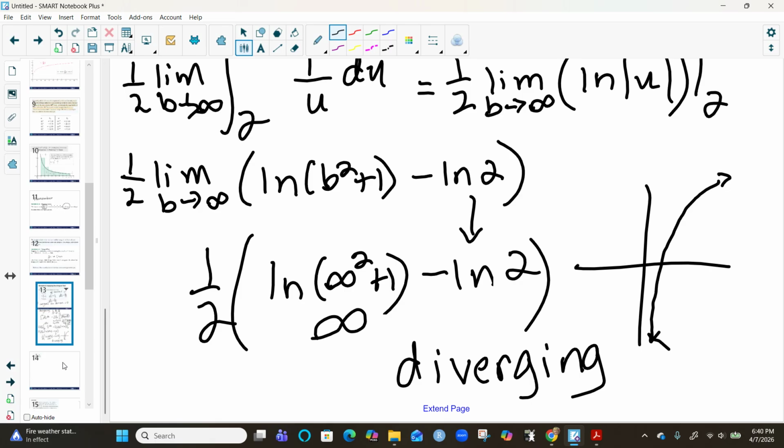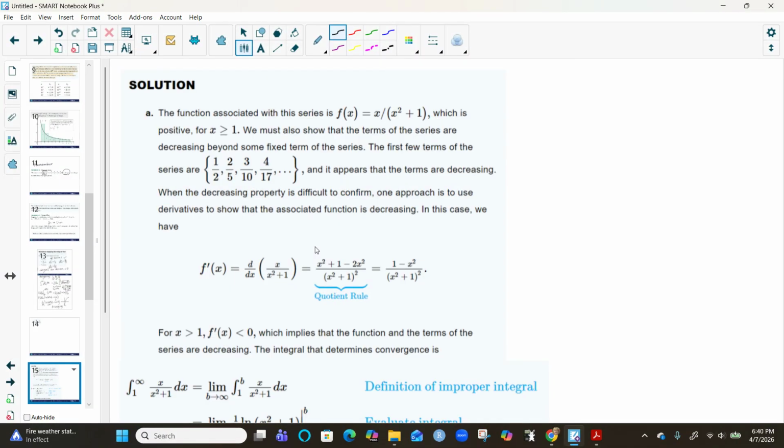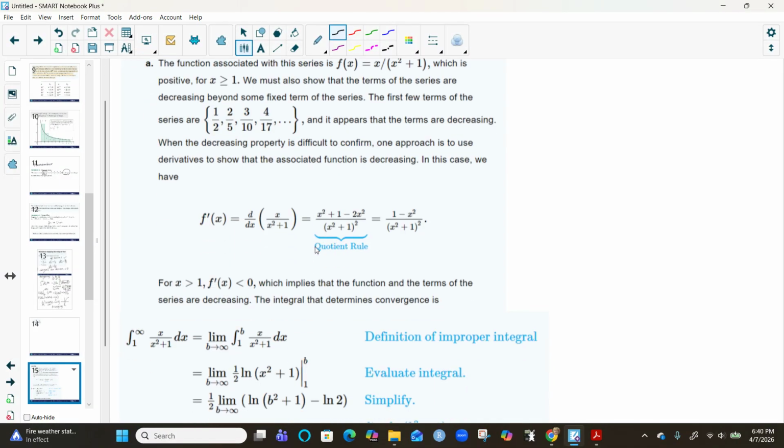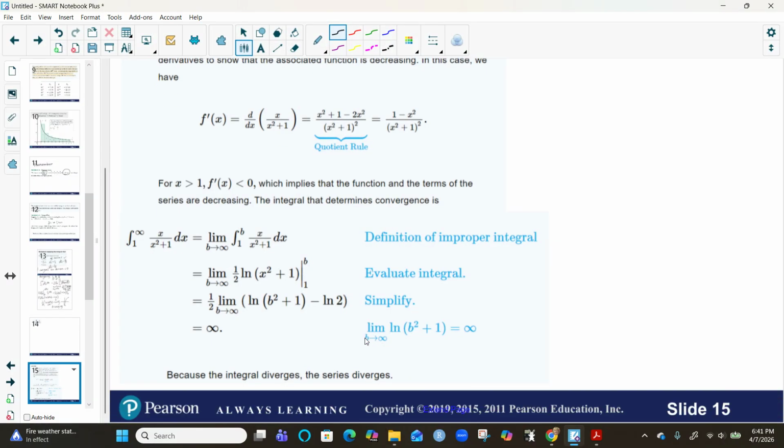So let's see real quick. Let's take a look at the book solution. So there's me. That's what I had done. This becomes infinity. And they're reminding you of that, right? They're doing that right here. And because the integral diverges, the series diverges. Okay? And that is the gist of the integral test.